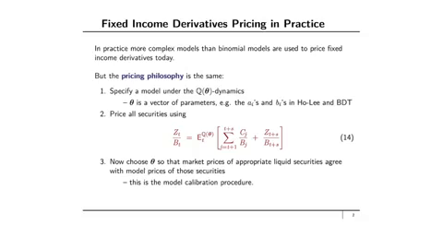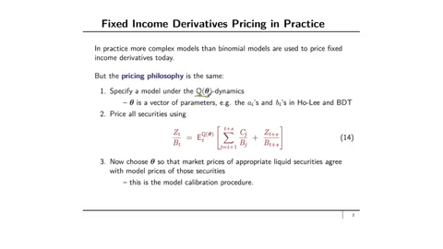So in practice, more complex models than binomial models are used to price fixed income derivatives today. In fact, the models that are used today are a lot more complicated than the binomial models we've seen so far. However, the pricing philosophy is still very much the same. It works as follows. We specify a model under the risk-neutral dynamics, which we're calling Q of theta, where theta is a vector of parameters that you need to choose. So for example, the thetas could be the a_i's and b_i's that we have seen in the Ho-Lee and Black-Derman-Toy models.